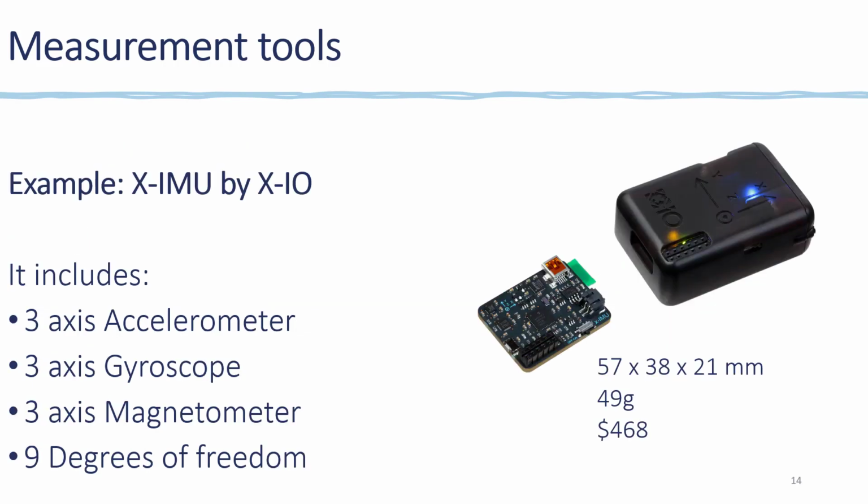One example is this IMU made by a company called XIO, and this is the unit that you'd wear on your body here. And this is the important piece of that unit that contains the accelerometer, the gyroscope, and a magnetometer. Now, note the dimensions here in millimeters and the weight of only 49 grams. So these IMU units are tiny, and they're $468 if you're interested.